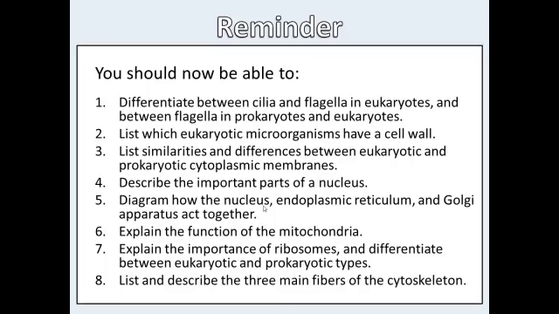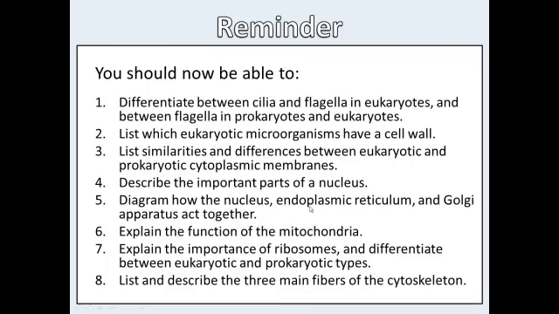Well, that's it for this topic. You should be fairly comfortable with the structure of a eukaryotic cell, being able to differentiate between cilia and flagella in eukaryotes, and between flagella in prokaryotes and eukaryotes. List which eukaryotic microorganisms have a cell wall. List similarities and differences between eukaryotic and prokaryotic cytoplasmic membranes. Describe the important parts of a nucleus.